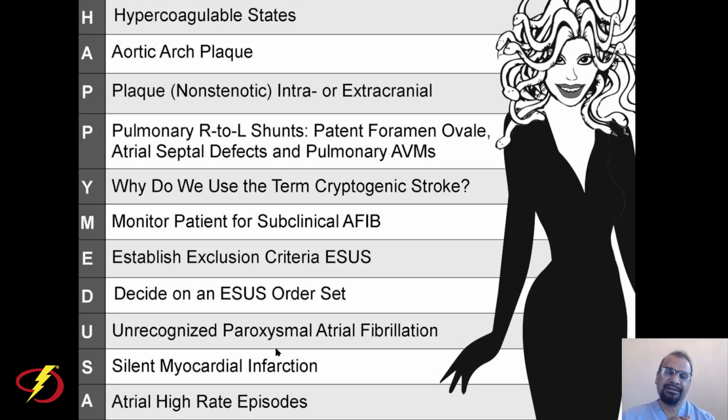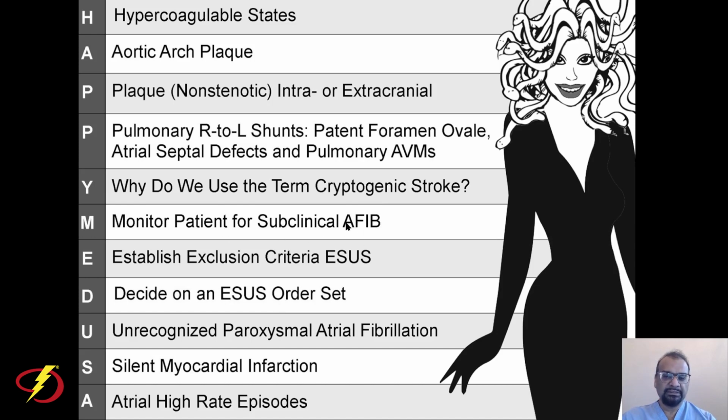This is a mnemonic from the book that goes over the different potential causes of ESUS, which include hypercoagulable states, plaques within the aortic arch, non-stenotic plaque. Now, when we say non-stenotic plaque, remember, clot arises from the plaque, so it doesn't have to be a large plaque. It could only be causing like a 20 or 10% stenosis, but if it ruptures, it could launch clot into the brain. Different shunts. Why do we use the term cryptogenic stroke? We need to use the newer term, ESUS. We have to monitor patients for subclinical AFib.